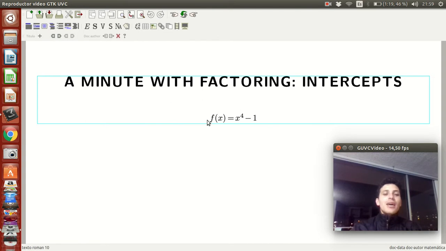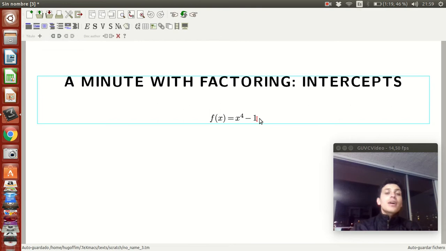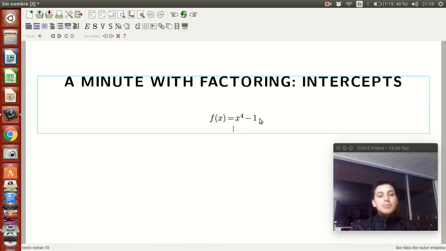The function is f of x equals x to the 4th power minus 1, and the idea is to find the x-intercepts.